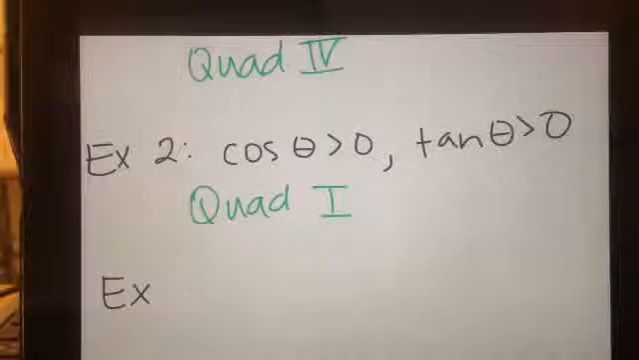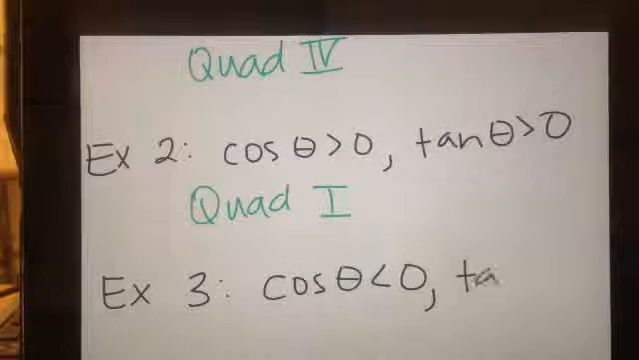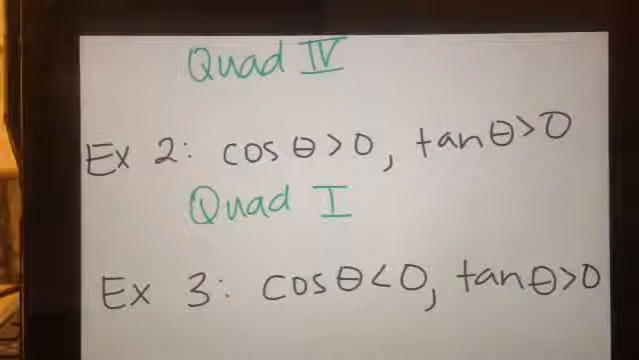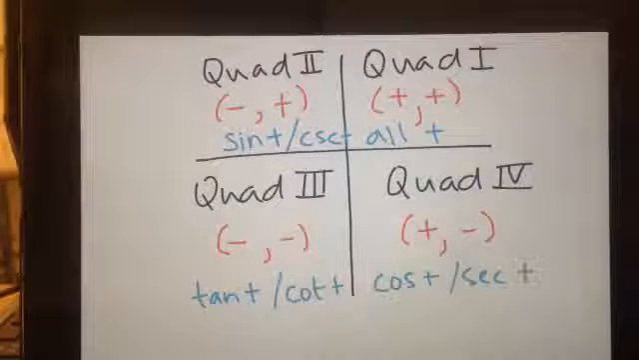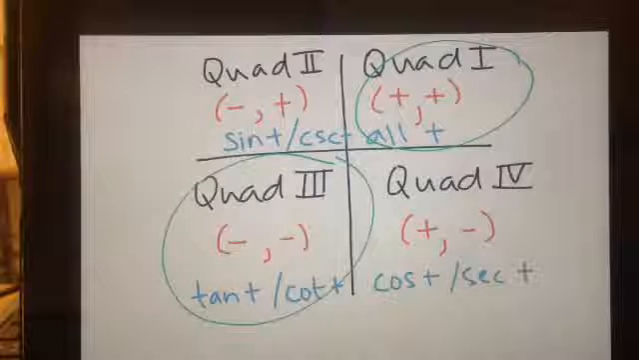All right, the third example of that, let's say they tell us that cos theta is less than 0, tan theta is greater than 0. I always look at where things are positive. So tangent is positive up here and tangent is positive over here. So I'm looking for the quadrant where cos can be negative, which is going to be in quadrant 3.